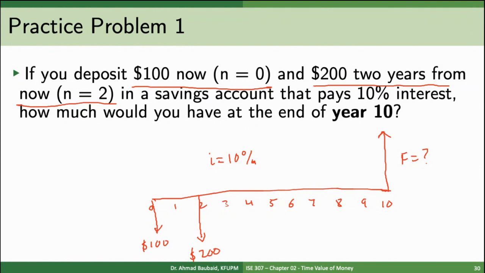And then I need to find, well, what else? There's nothing else, but I need to calculate how much I would have at the end of year 10. And how much I would have is how much I'm going to withdraw from my savings account at the end of 10 years. And so I'll put an arrow that is up to indicate a withdrawal. And then I'll put F, which is the future value, and I need to find F. So F is a question mark at the moment. I'm going to compute it based on the formulas. Okay? Any questions about what I did here?